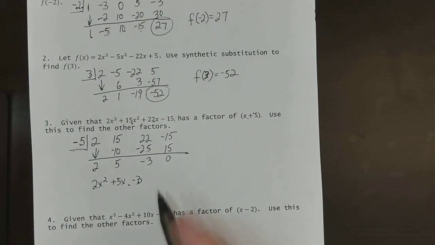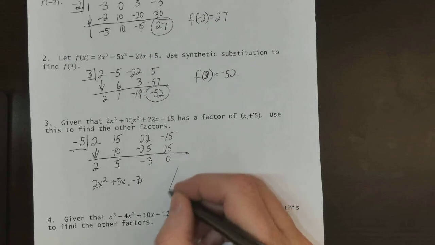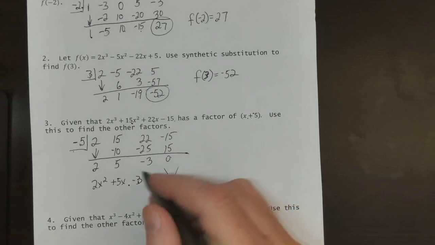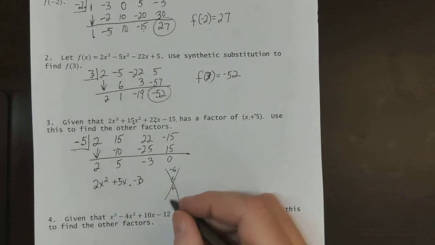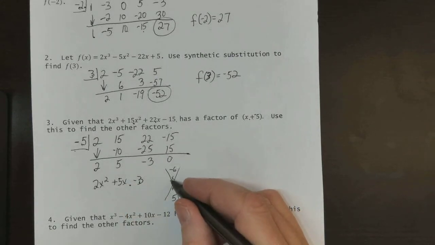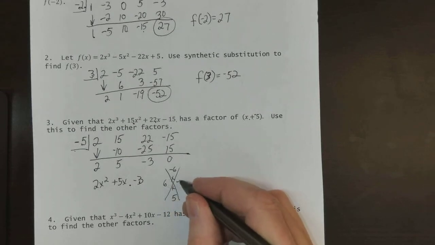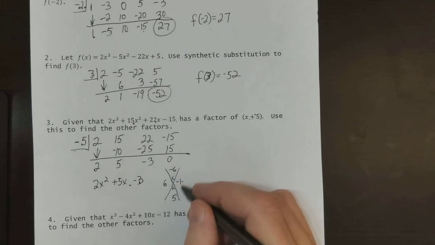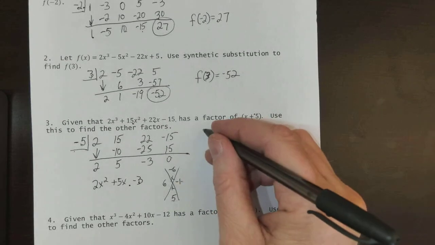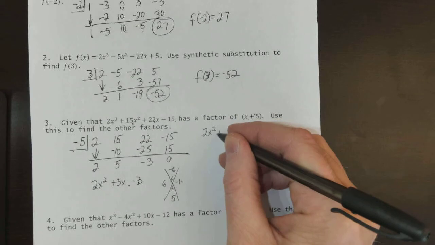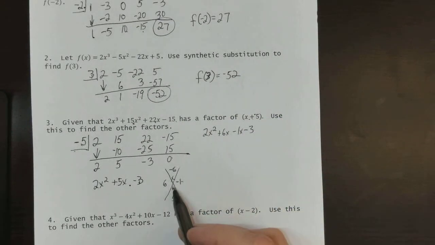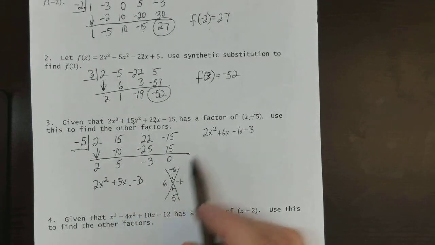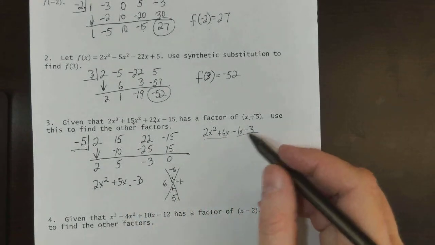So I want to check what multiplies 2 times negative 3 to negative 6 and adds to 5. And I believe that would be 6 times negative 1. Multiply, you get negative 6. Add, you get 5. So I'm going to come up here and write 2x squared plus 6x minus 1x minus 3. That's how I'm splitting up the 5x, and I'm going to factor by grouping.